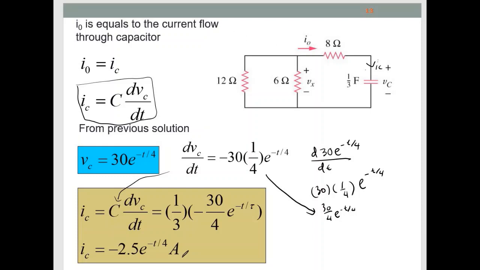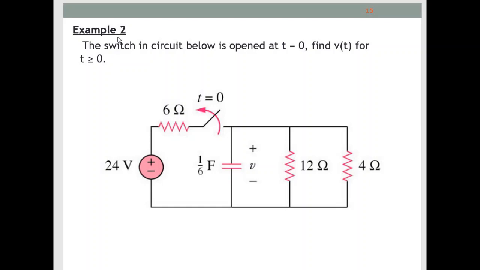Now we look at example 2. The switch in the circuit below is open at t equal to 0. Find Vt for t more than or equal to 0. Vt here is referring to the capacitor. So we still use the same formula, which is Vt equal to V naught e negative t over RC.